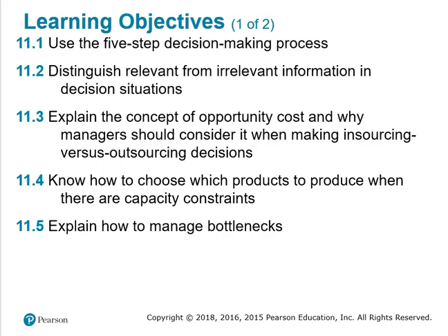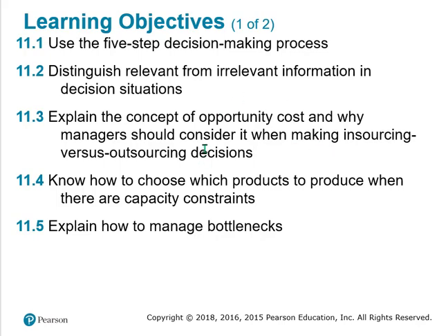5-step decision-making process, and then we'll talk about relevant versus irrelevant information in decision situations, okay? And the important thing is not to ignore the irrelevant, because all it does is muck up what you're looking at. So you want to just look at information that makes a difference, okay? So that is what's relevant. And then explain the concept of opportunity cost and why managers should consider it when insourcing versus outsourcing decisions.